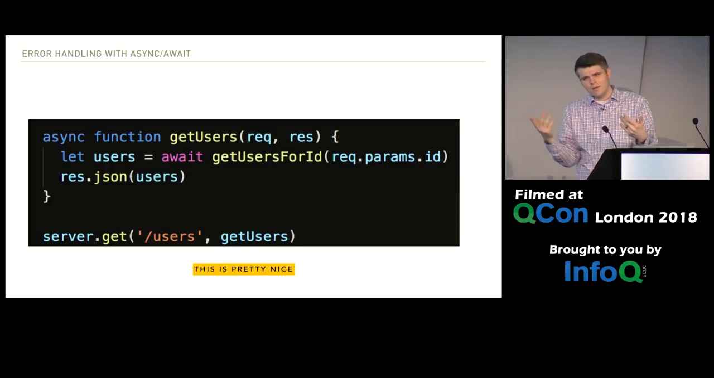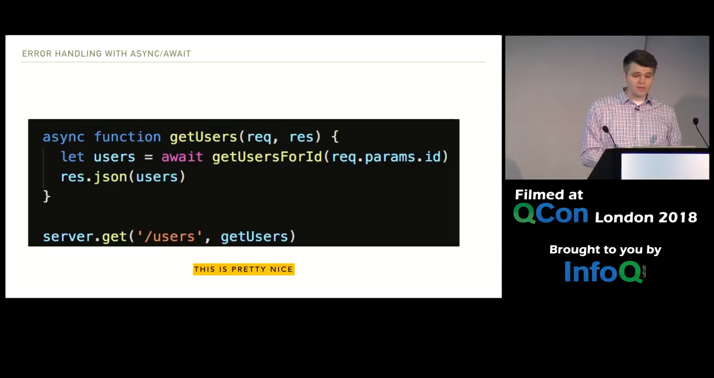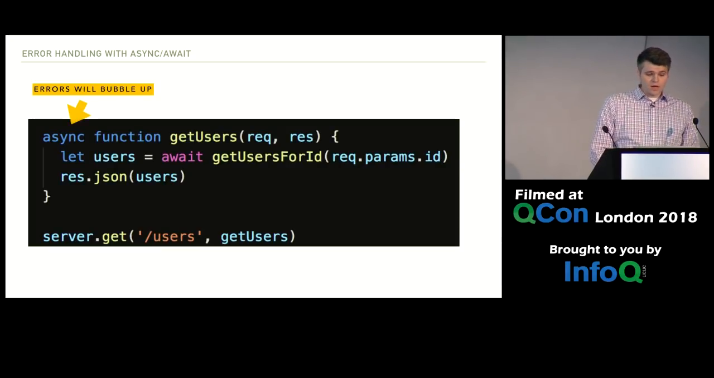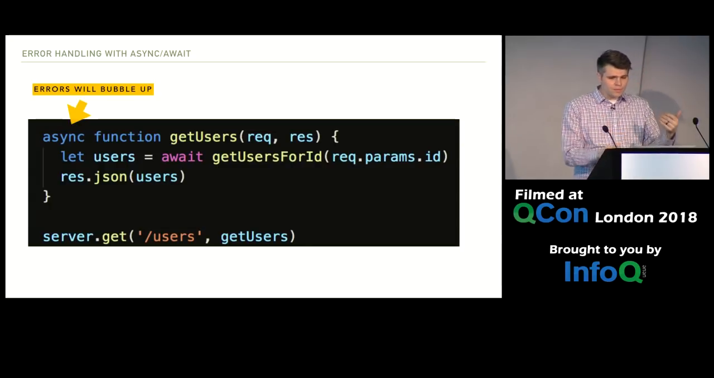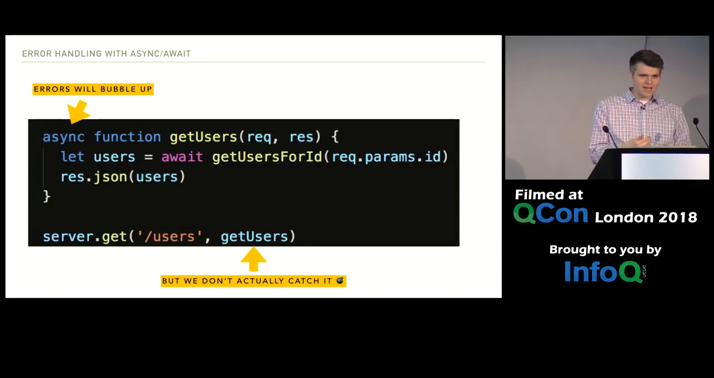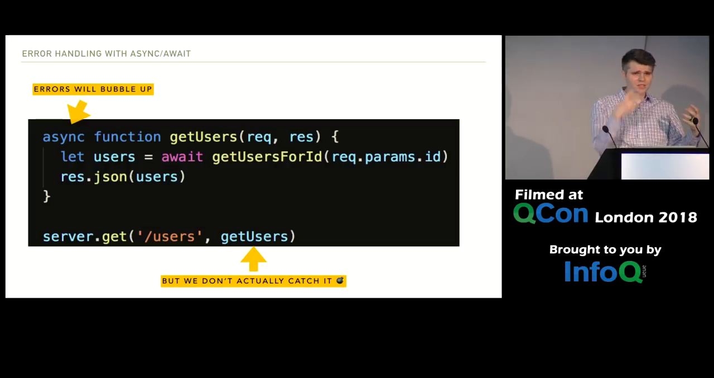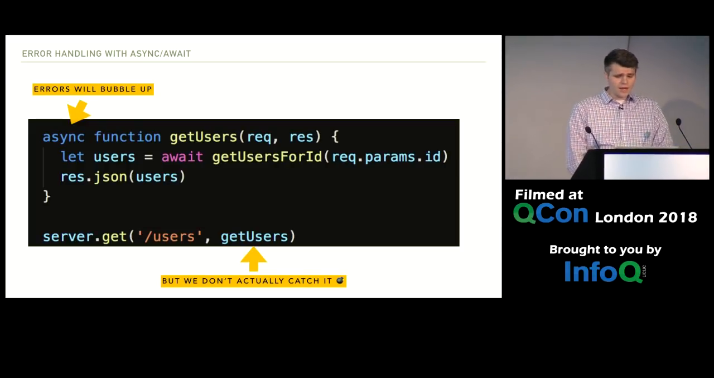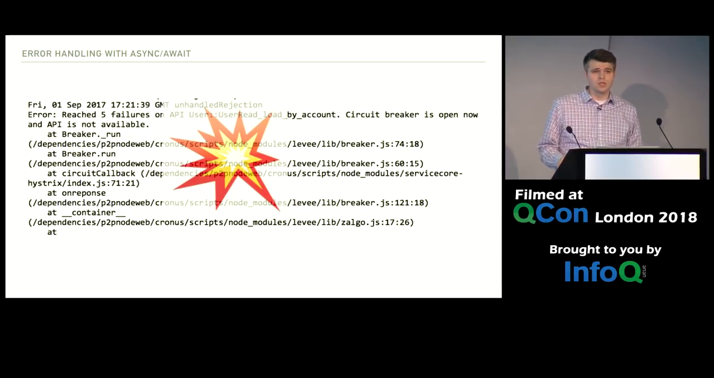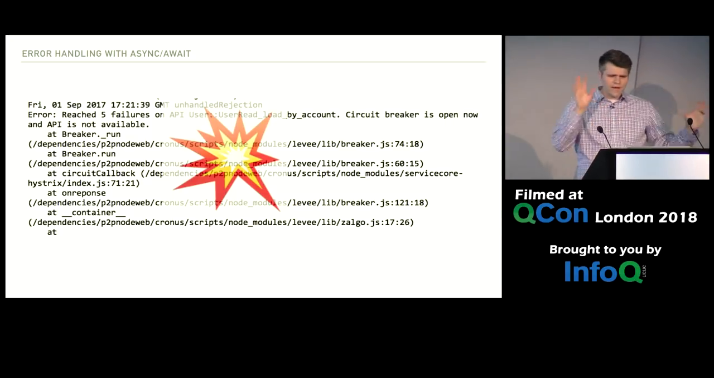But I'm not here to talk about how async-await makes your apps clean. I'm here to talk about how to do error handling with it. So here's the problem. If there's an error in getUsersForID, the errors will bubble up to the top, no problem. But we don't actually catch the error. So down at the bottom in our Express side, Express is going to get this unhandled rejection, and it will crash.